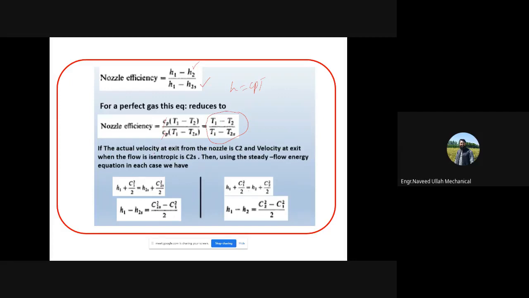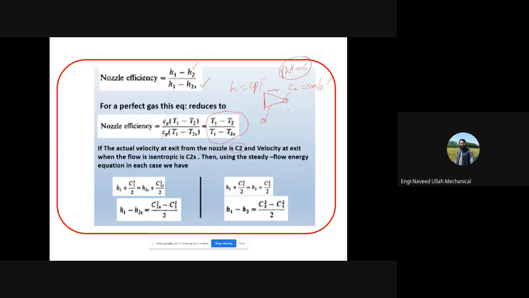Okay, they are saying that the actual velocity at exit from the nozzle is C2. Now look, let's say you have this nozzle and you want the exit velocity to be C2. Let's say C2 is equal to X meter per second. Okay, this is your requirement. And you are considering that PV^gamma is equal to constant, the isentropic process inside this nozzle, right? But in actual, this nozzle is not 100% efficient, so there is a deviation from this isentropic behavior.